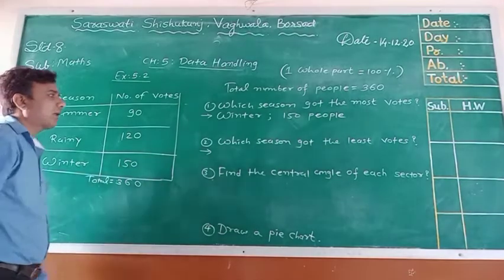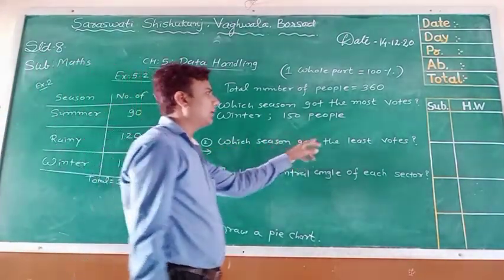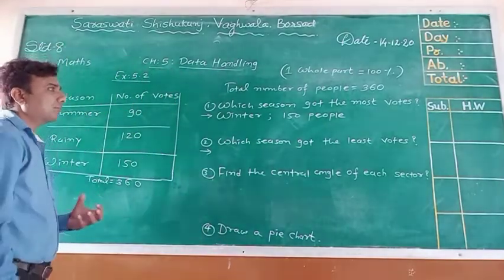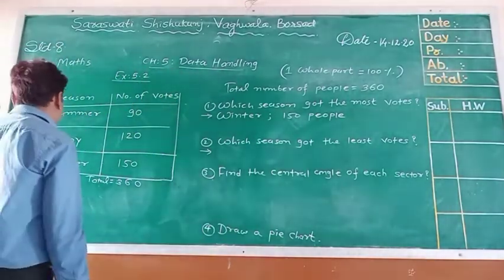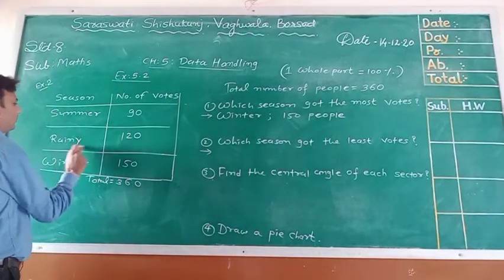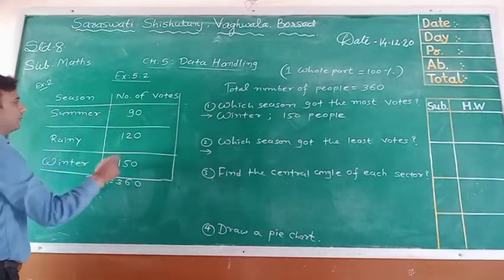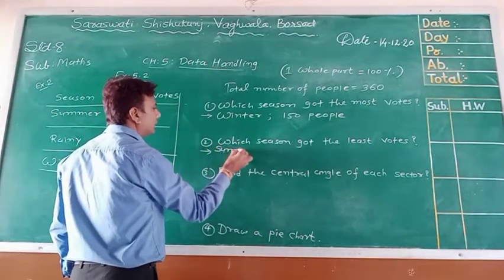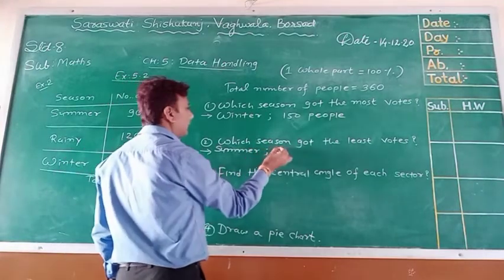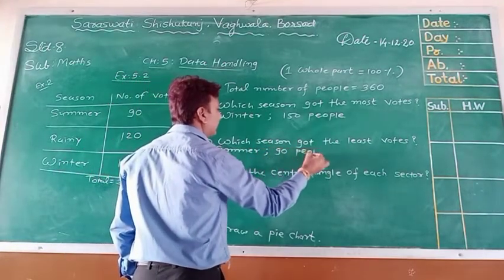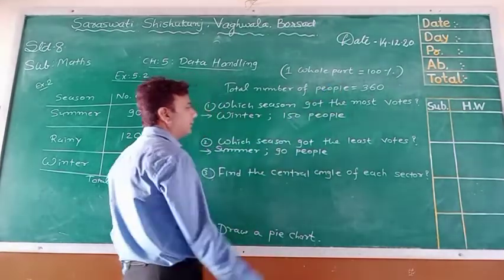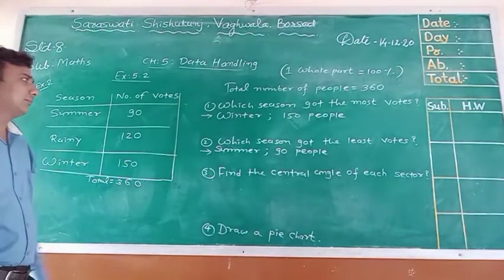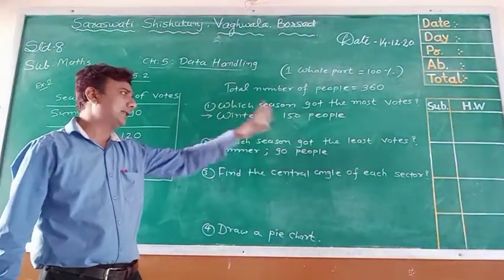Now second question: which season got the least votes? Means which season do the fewest people like, the smallest number from these votes? 90. That means summer, 90 people. So from a total of 360 people, 90 people like the summer season. This is the most and this is the least.